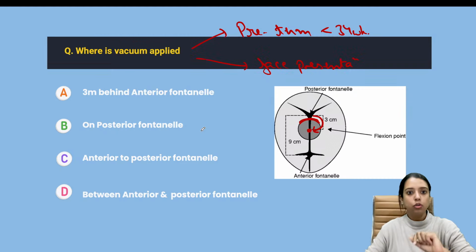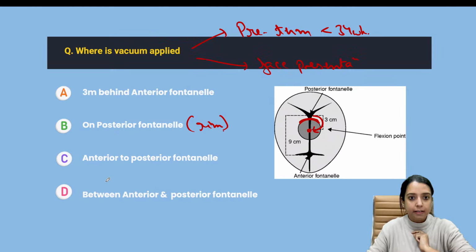Okay? So where is it? 3 centimeter behind anterior fontanelle? No. On posterior fontanelle? No. The rim is on the posterior fontanelle. The flexion point is anterior to posterior fontanelle.